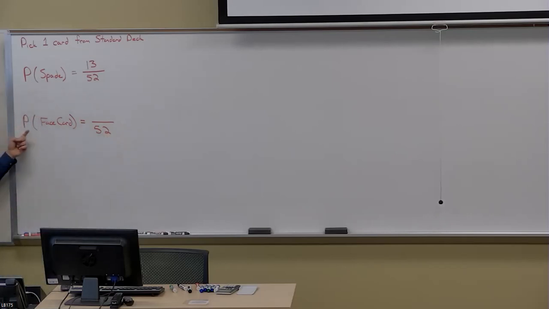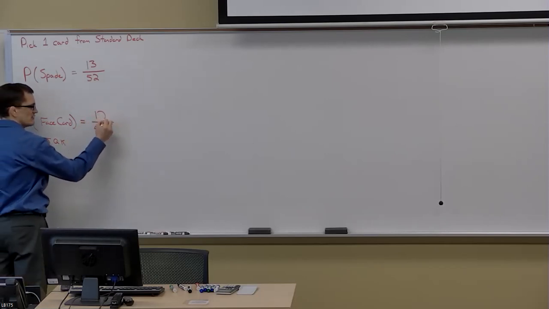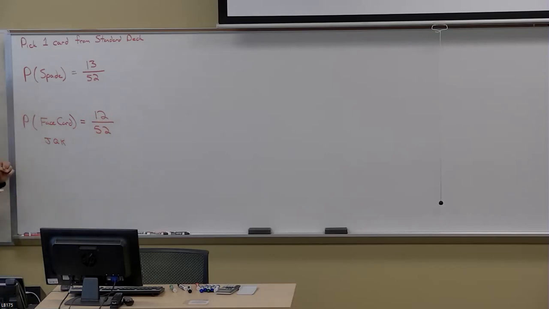How about the probability of getting a face card? By the way, we call the jack, the queen, and the king face cards. Since there are 4 jacks, 4 queens, and 4 kings, there are going to be 12 face cards. So the probability of picking a face card using classical probability is 12 out of 52.